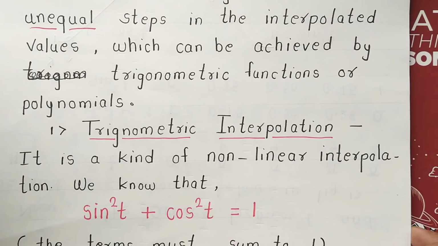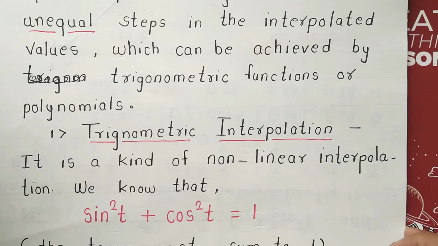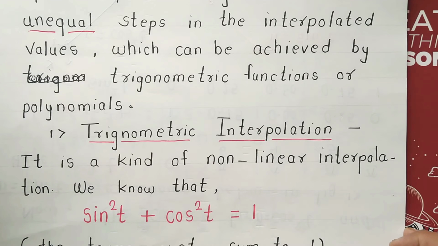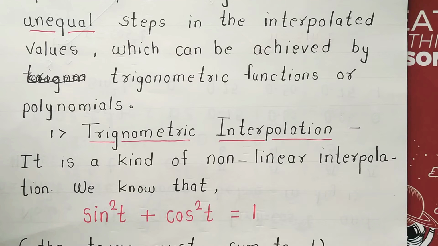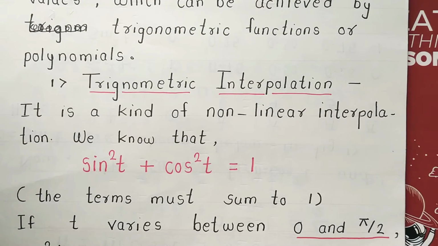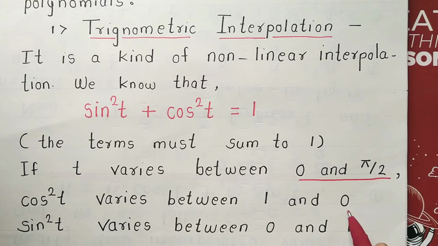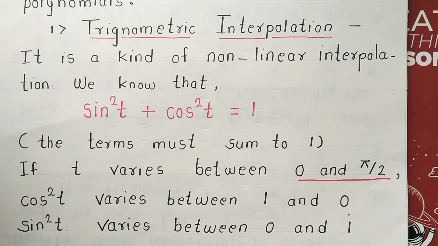We know the identity sin square of t plus cos square of t is equal to 1. The terms must sum to 1. In linear interpolation, the value of the t parameter lies between 0 and 1. Now, in trigonometric interpolation, the value of the t parameter lies between 0 and pi by 2. So what happened? The cos square of t varies between 1 and 0, and the sin square of t varies between 0 and 1.